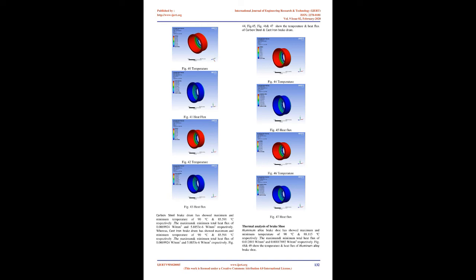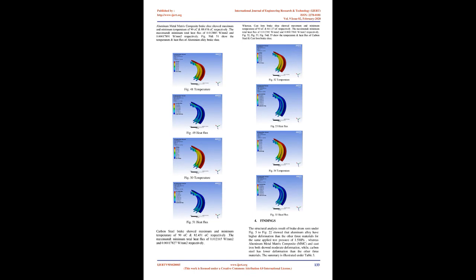3.3 Thermal analysis of brake drum and shoe. The temperature applied to study the steady-state thermal analysis of the brake materials is 90°C, and the convection coefficient is 5E-6 W/mm². Fig 36 to Fig 39 illustrate the thermal study. Thermal analysis of brake drum. Aluminum alloy brake drum has shown maximum and minimum temperature of 90°C and 88.519°C respectively.